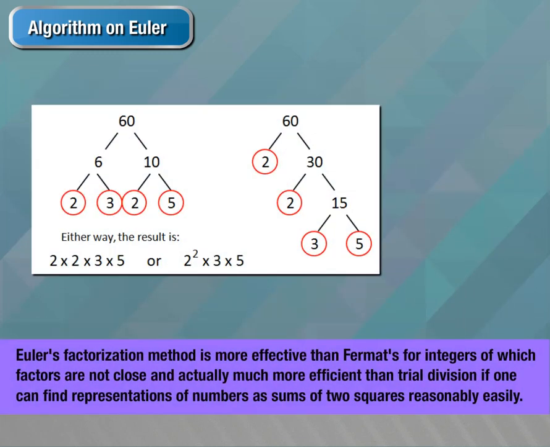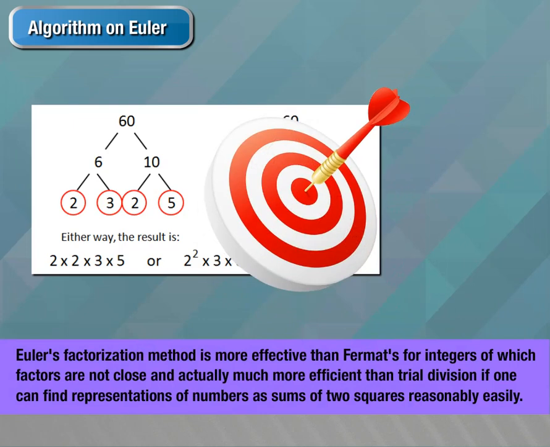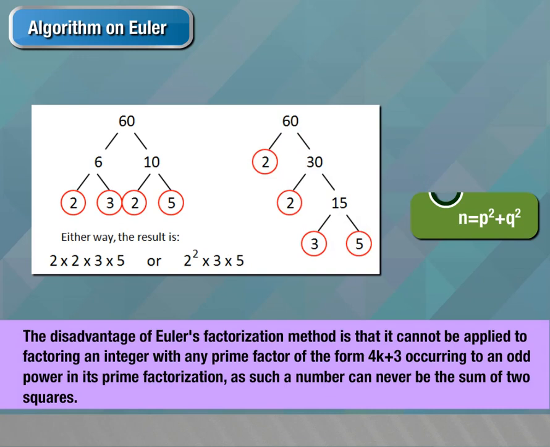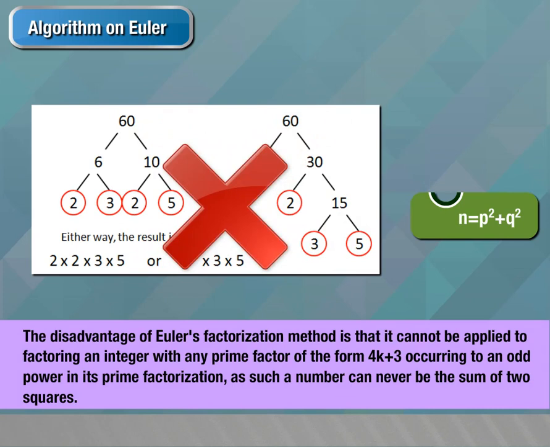Euler's factorization method is more effective than Fermat's for integers whose factors are not close, and actually much more efficient than trial division if one can find representations of numbers as sums of two squares reasonably easily. The disadvantage of Euler's factorization method is that it cannot be applied to factoring any integer with any prime factor of the form 4k plus 3 occurring to an odd power in its prime factorization, as such a number can never be the sum of two squares.